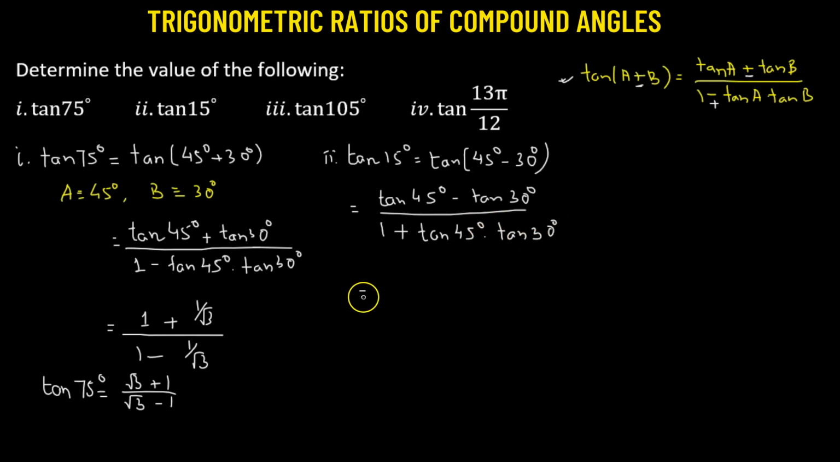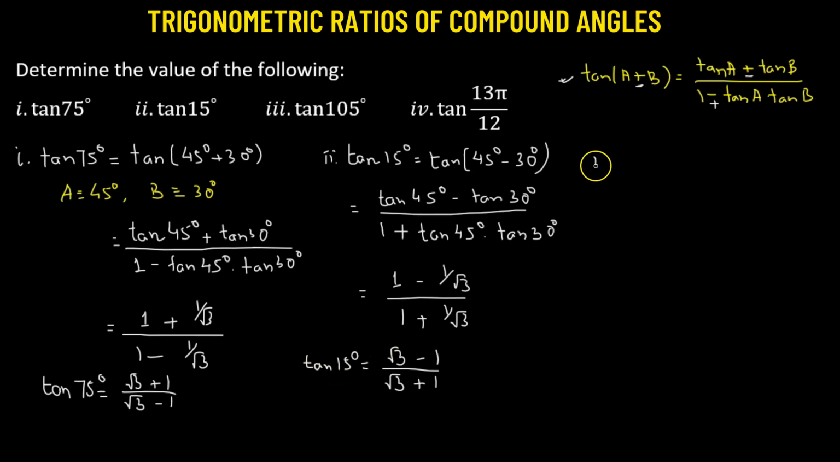So this will be equals to tan 45 degree, that's 1, tangent 30 degree, that's 1 over square root of 3 whole divided by 1 plus 1 over square root of 3. So we can multiply both numerator and the denominator with square root of 3, and that's going to finally give us square root of 3 minus 1 divided by square root of 3 plus 1. So this is going to be the value of tangent 15 degrees. Now we move on to the third one.